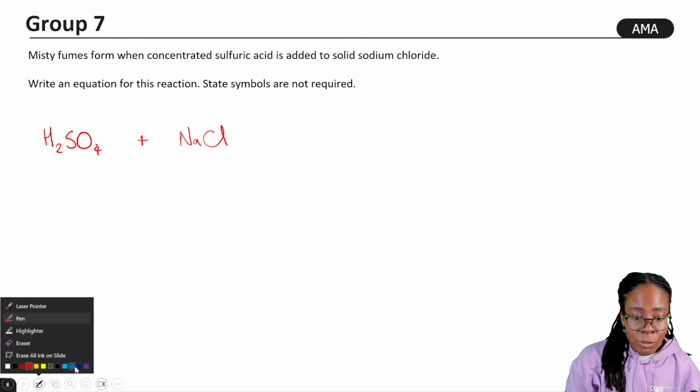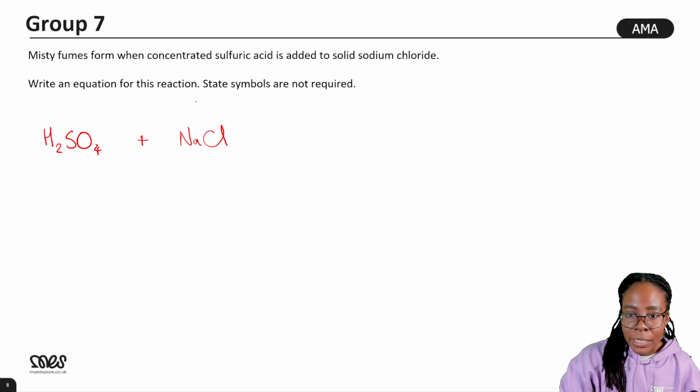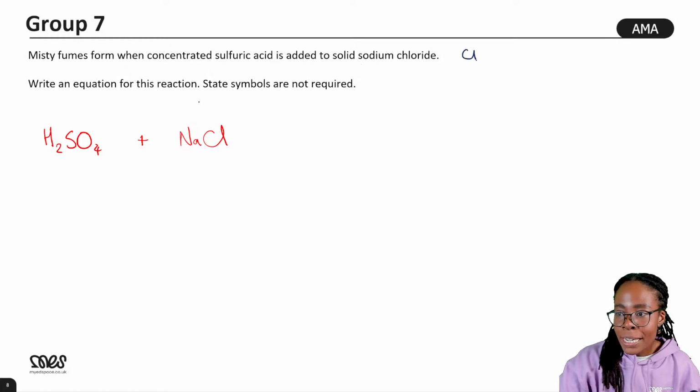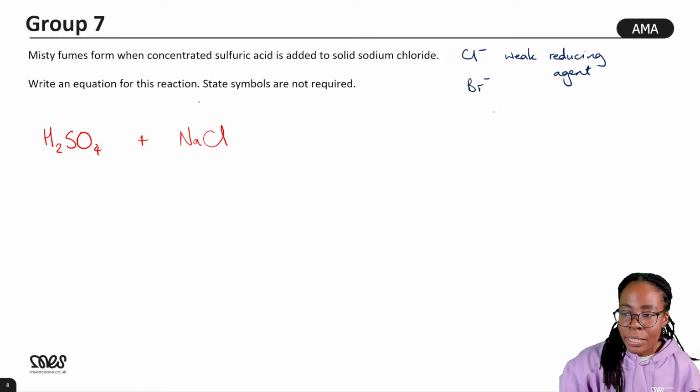Because chloride, so Cl minus, is a weak reducing agent, because the reducing capability increases as we go down the group. Iodide, that's the strongest of them all. Well, I mean, let's pretend astatine doesn't exist for now.